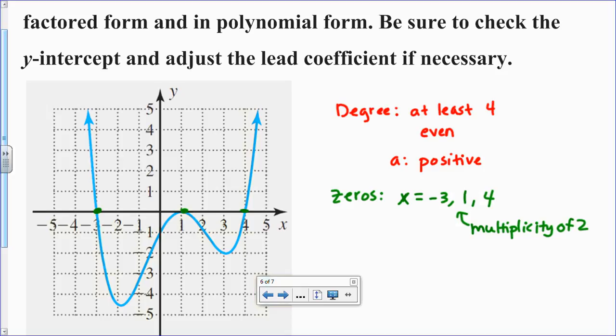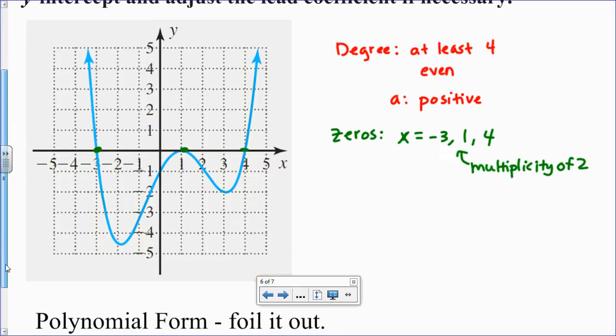And then 4, I go straight through, so the multiplicity is 1. Okay, so this gives me 4 zeros because there's two 1s. So let's write this in factored form. But I know A is positive, but I don't know that it's 1. So I still have to fill in an A. Okay, so I have to just put A for now.